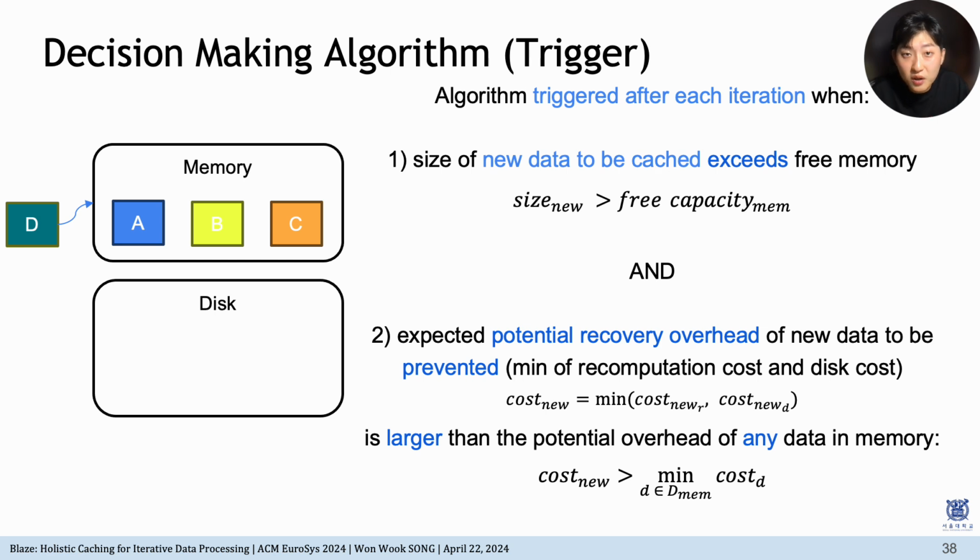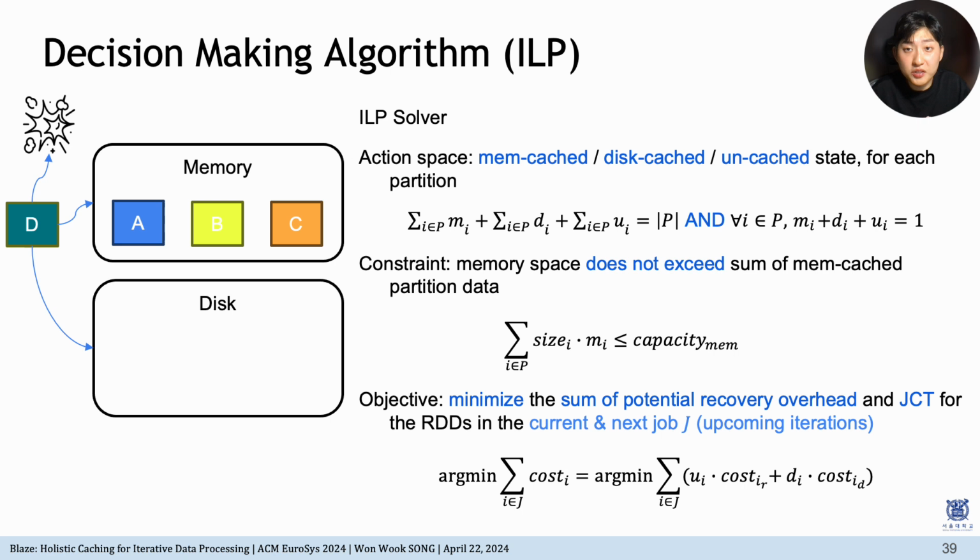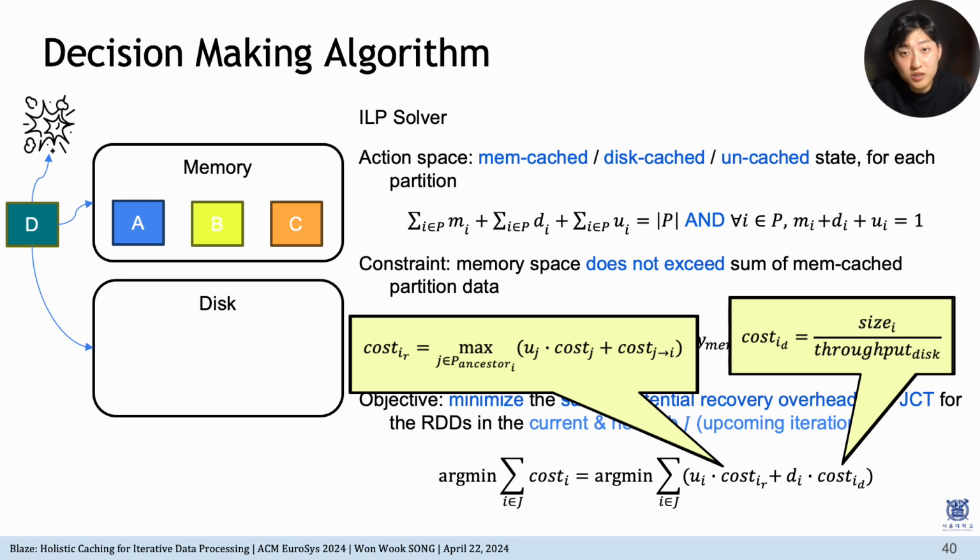Based on these calculated potential costs, we design a decision-making algorithm that is triggered when we need to evict some data to cache some new data in memory, and also when this action is expected to reduce the total amount of potential recovery costs. In the end, we incorporate this within a unified cost function in the form of an ILP, where we try to reduce the total potential recovery costs for the coming jobs or stages by managing the state and the location of each partition to be either in memory, disk, or unpersisted, while abiding by the memory space constraint to reduce the potential costs and timely optimize our cache storage. Where, as we have mentioned, the recovery costs and disk I/O costs are derived from the profiled partition metrics.